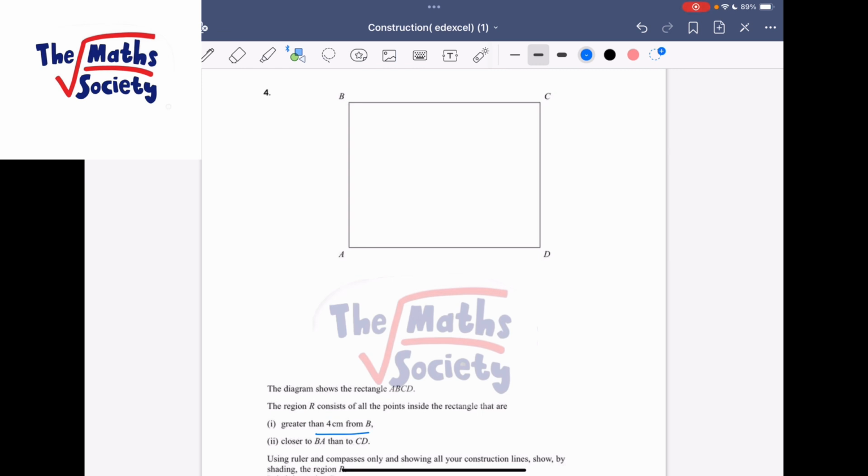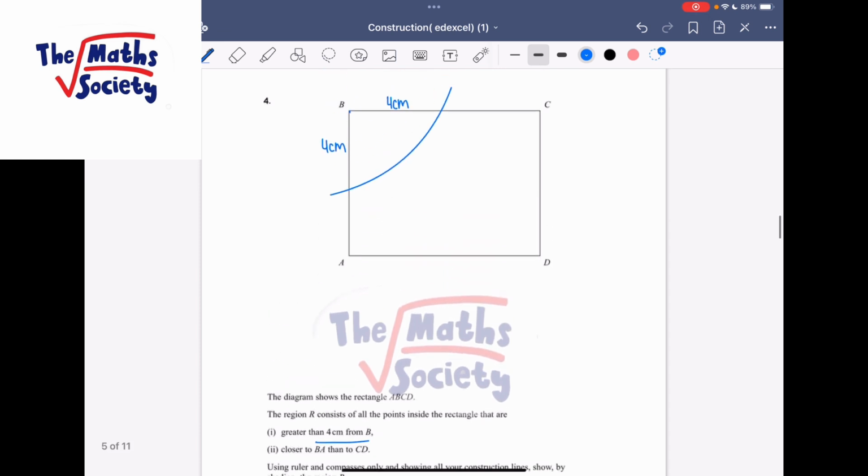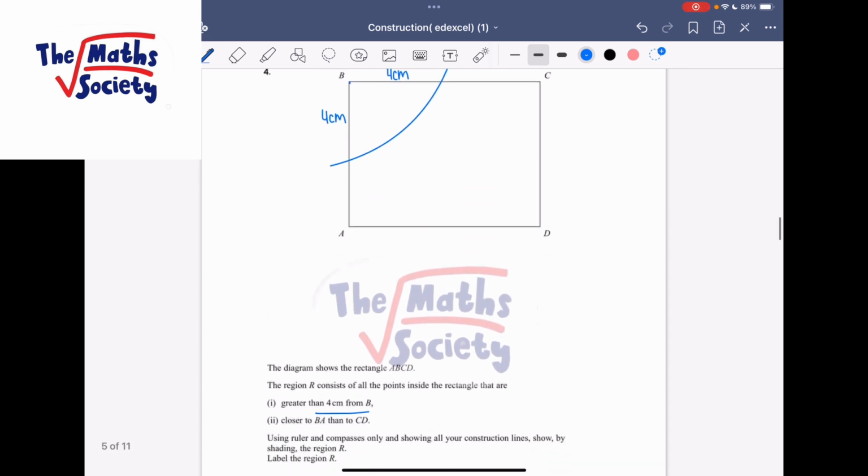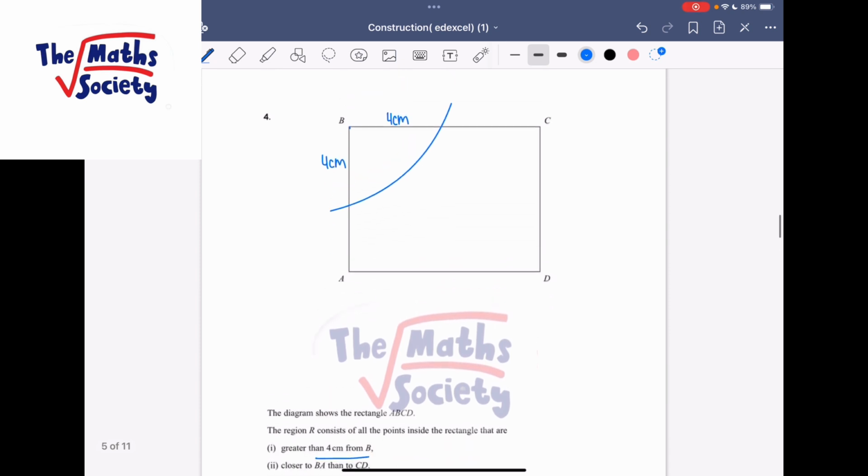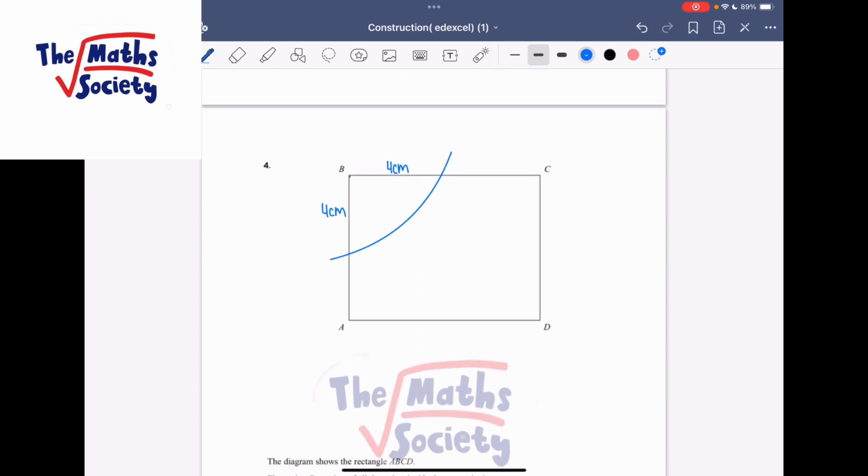So what we're going to do is put our compass on B and then draw an arc so that we know it is 4 centimeters. Just measure 4 cm on the ruler, set it on your compass, and then draw the circle with the pencil. And it says closer to BA than to CD. That basically means we just have to find the bisector. So you can use the points from A and D to get the bisector point, where normally you would get a half sector kind of thing.